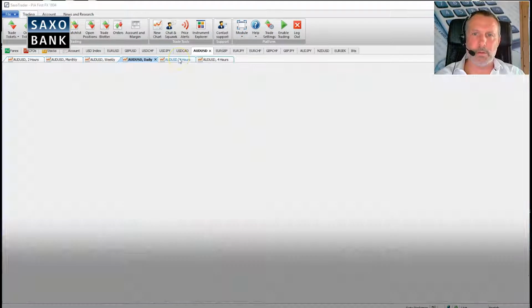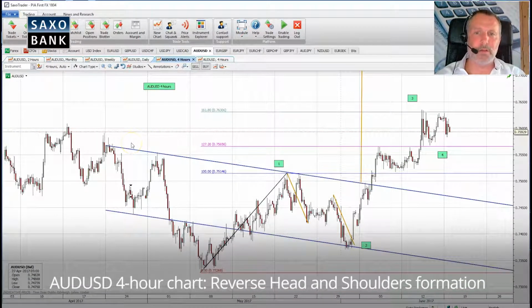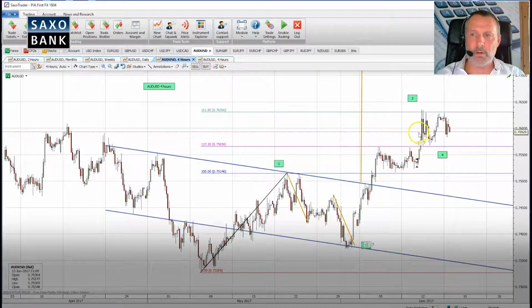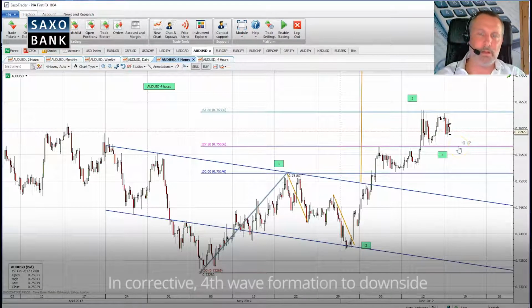Breaking down to a 4-hour chart, we'll be able to see why we've got these inside days at the moment. So the 4-hour chart, again, another reverse head and shoulders formation. So left shoulder, head, right shoulder, broken to the upside, but we've stalled at this 161.8% extension level of 76.30. So we're now deemed as being in this corrective fourth wave formation to the downside.